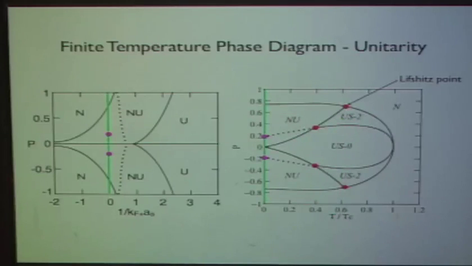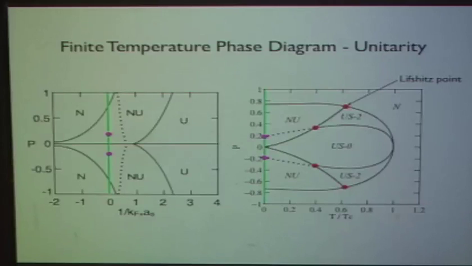So we have 4 Lifshitz points. Okay, and this black line shows the boundary between the two different topological phases, and this other black line indicates the second order phase transition from the superfluid to the normal phase.